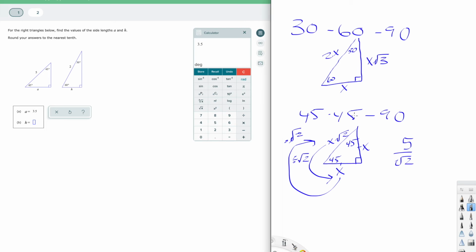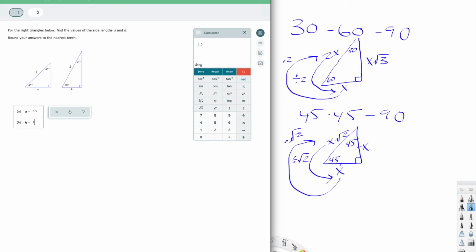So now, if we're looking at the next one here, we have our 30, 60, 90. My hypotenuse is 2, and they want the side across from the 30. That's the short side. So if I'm going this direction, I'm going from 2x to x, so I'm dividing by 2. If I were going from the short side to the long side, I would multiply by 2. So again, just which direction am I going? I'm going this direction, so I'm going to divide by 2. So 2 divided by 2 is 1. All right, we're going to check that.